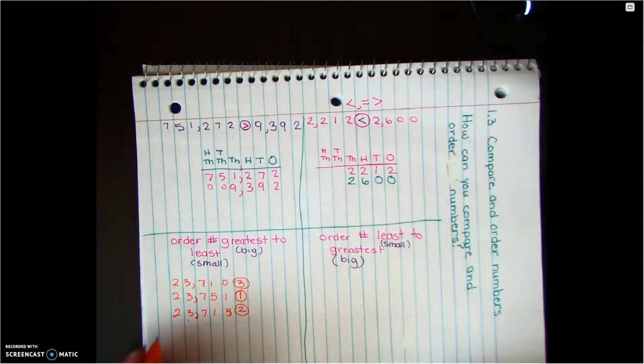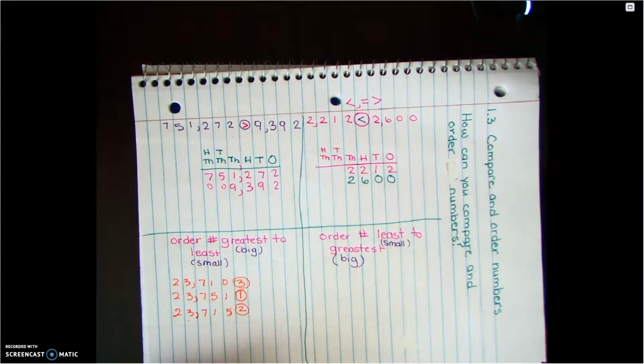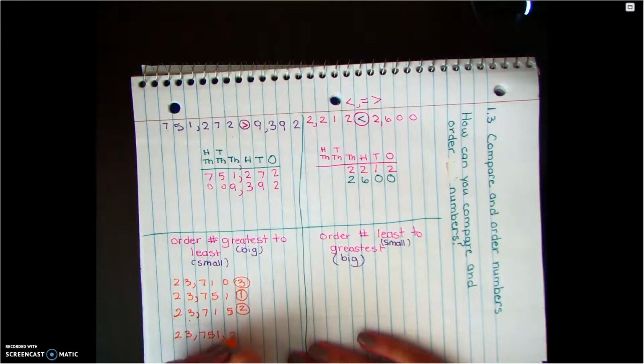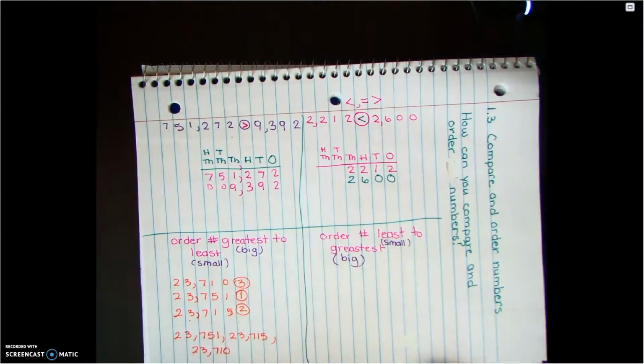And I would rewrite them in that order. So if I was writing my answer on here, and I asked you to rewrite it, it would be 23,751 is the biggest. Then it's 23,715 is next. And then 23,710 is the smallest. So that's the least.